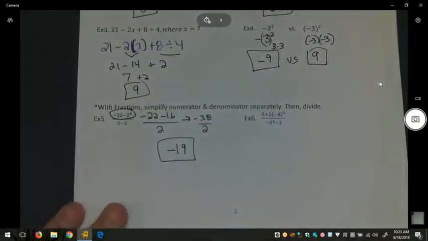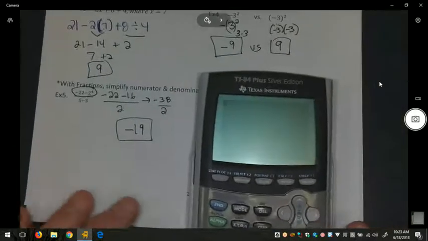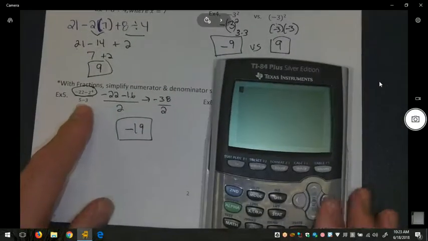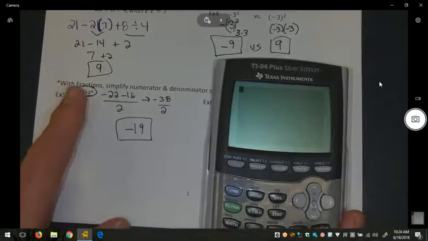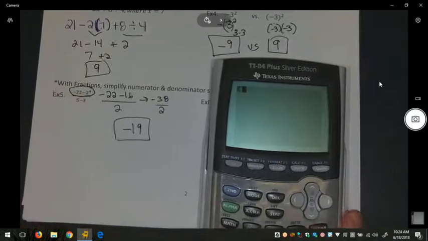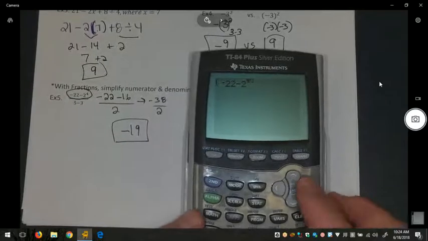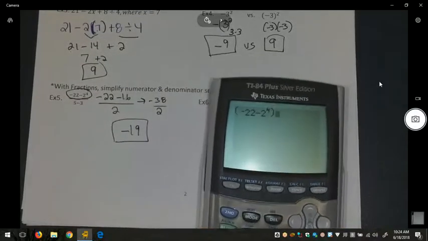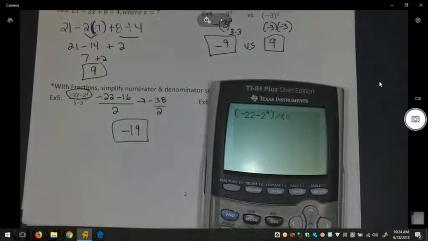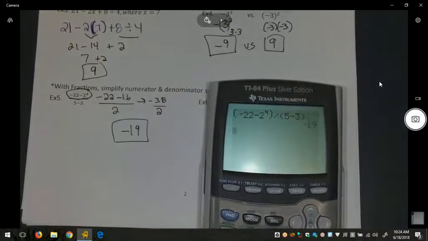Now, if you're going to plug this into your calculator, you have to use parentheses to tell the calculator to do the numerator separately from the denominator. So my numerator goes into its own set of parentheses, and my denominator goes into its own set of parentheses, and we get the same answer.